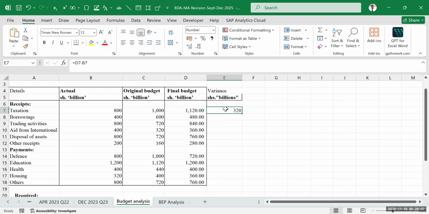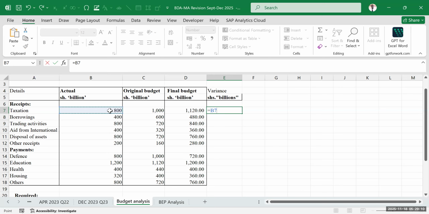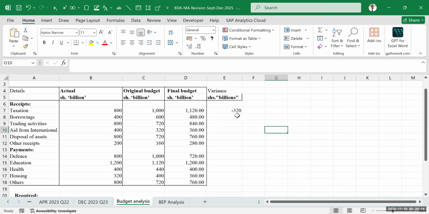What reverse am I talking about? You will start now with the actual, compare with the final to get negative 320. Then you can be guided. If you're comfortable with the negative, you already know a negative means adverse. Yes? So you will give it an interpretation of adverse. And if you're supposed to use the logical function, use logical function.